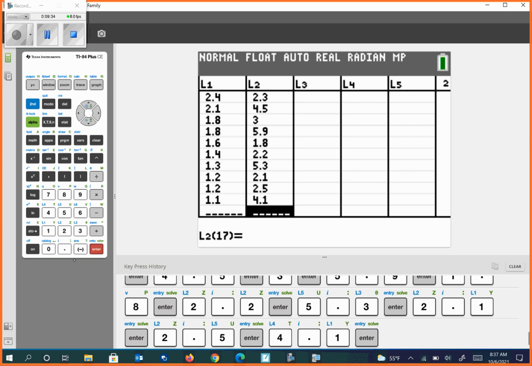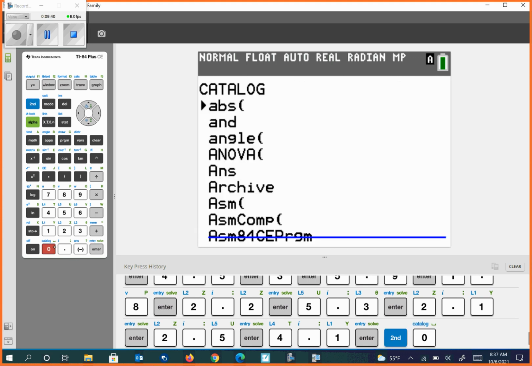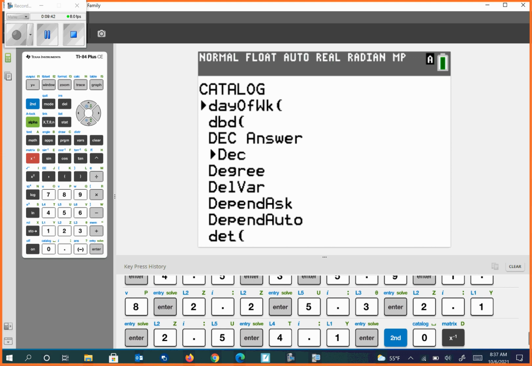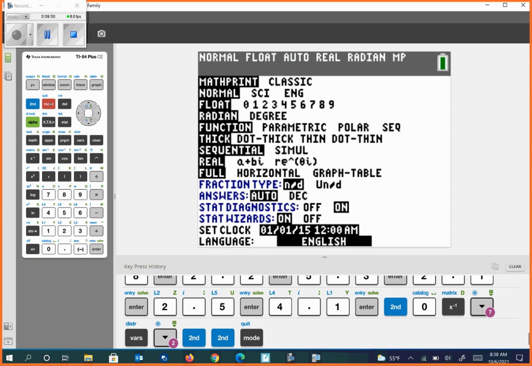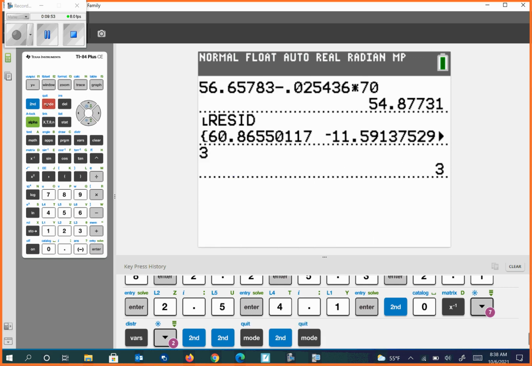All right. So first thing you're plugging in your data on the calculator, and I'll help you with this if you need it. If it's not turned on, you turn your diagnostics on, which is second, catalog, D, and then find diagnostics on. Mine should be on, regardless. Quit.